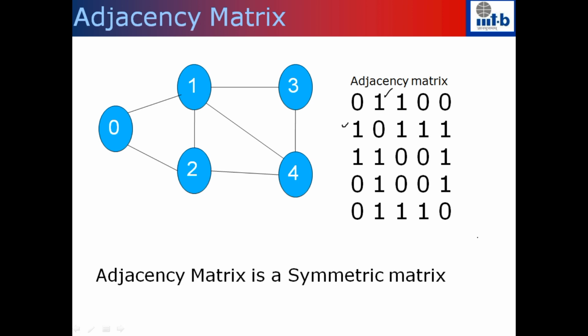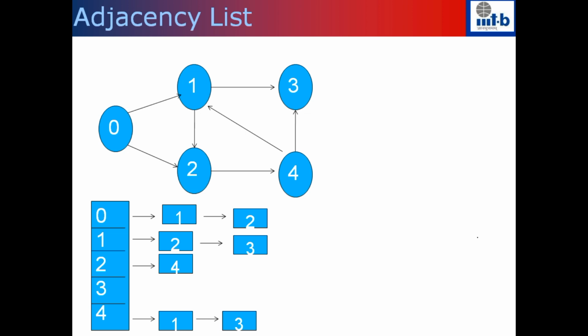In order to overcome that difficulty, we have the adjacency list representation. The adjacency list representation is an array of lists, where for each vertex we have a list of all vertices which are adjacent to it. For example, 0 comma 1 is an edge, and 0 comma 2 is also an edge.